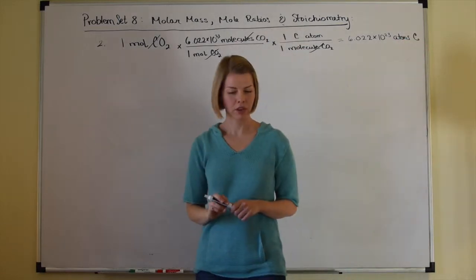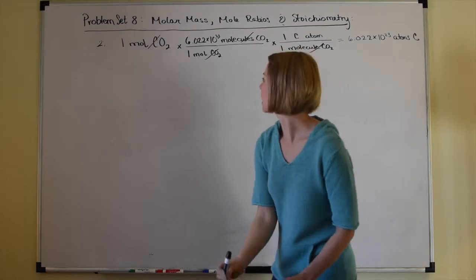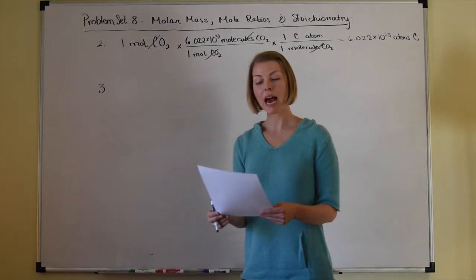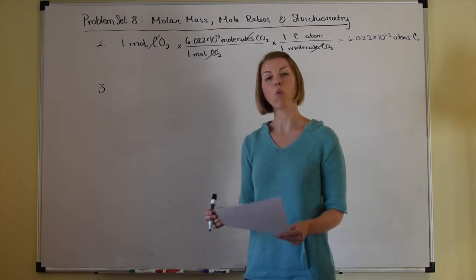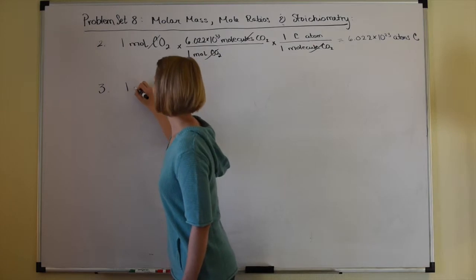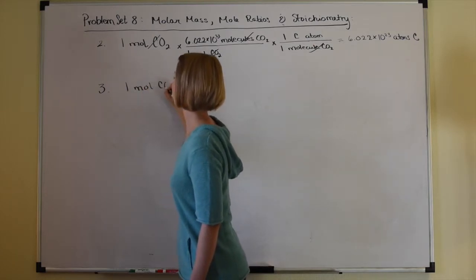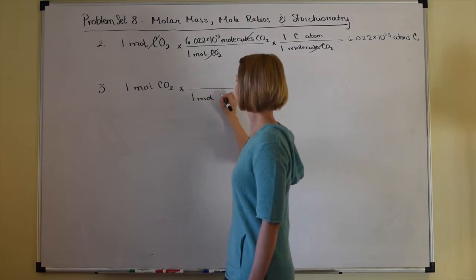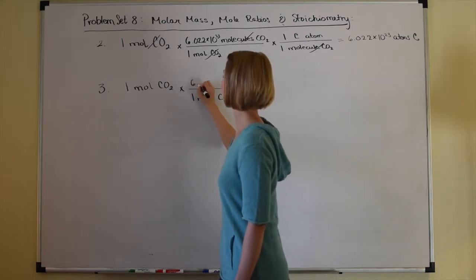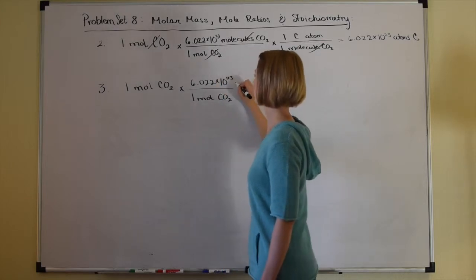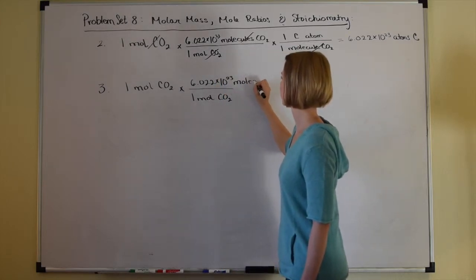Okay. All right, number 3. We don't have to erase, we can put it right below here. How many atoms of oxygen are in 1 mole of carbon dioxide? Okay, well, in 1 mole of carbon dioxide, we already said there are 6.022 times 10 to the 23 molecules.